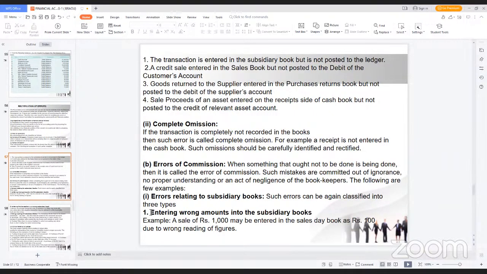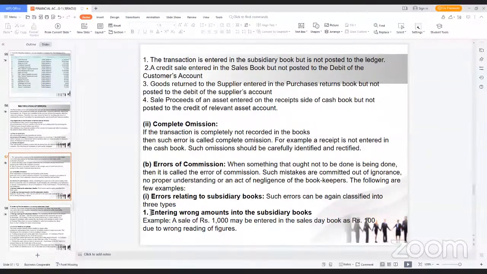Got? Yes. So in the same way, in the purchase book also, but not posted on the debit side. Means from the supplier you have written, and the debit side you have forgotten. Means only one part you have made. And next is the receipt side of the cash book, but not posted on the credit side of the asset book. That is the sales. When you are making any sales, the receipt side you will be making, but the asset side you have not posted. Next is a complete omission.